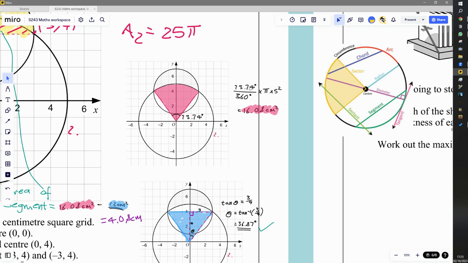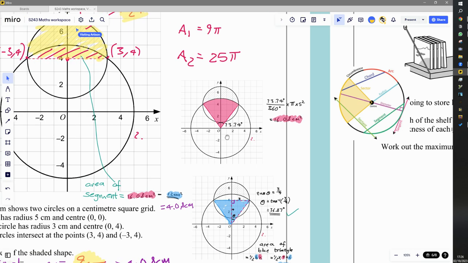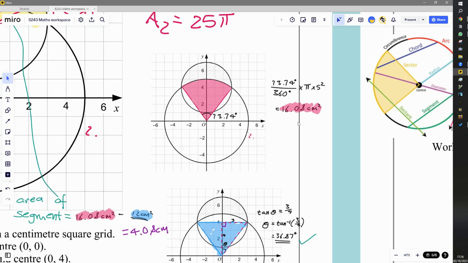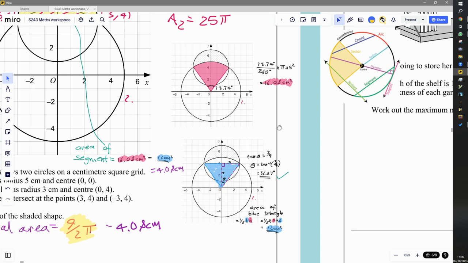And if we then work out what ratio of the whole circle, the big circle, that sector represents, we just do that angle divided by 360, and then to work out the area of it, we multiply it by the area of the circle. Okay, so the radius is 5. How do I know it's 5? Because it goes from 0 to 5 there, so that means I know the radius of the whole circle is 5. That gives me the area. The sector area is 16.08 centimeters squared.